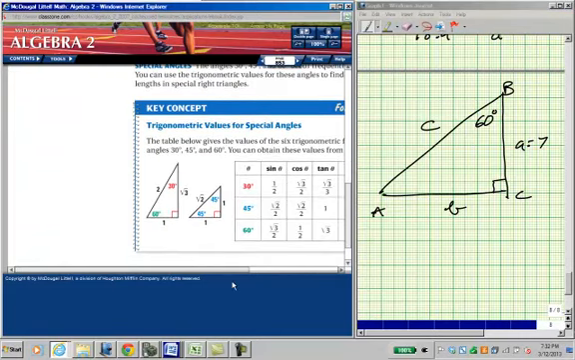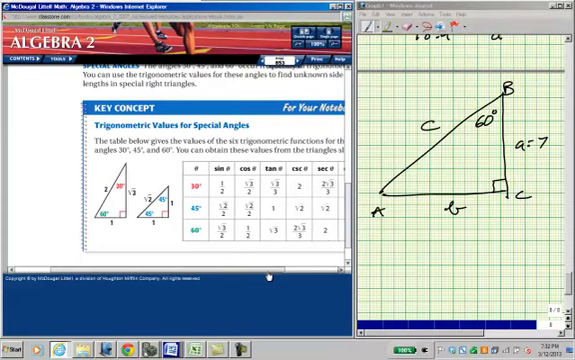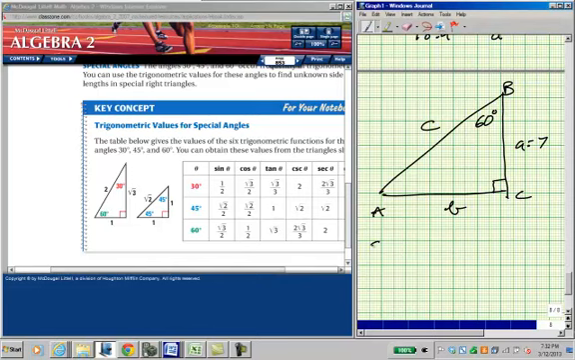Okay, so for B, for 60 degrees, the sine of 60 equals root 3 over 2, and the cosine equals 1/2, tangent equals root 3. Okay, so we can use all these to find the sides that we want to find. All right, so let's go back to the other page. Here we go.